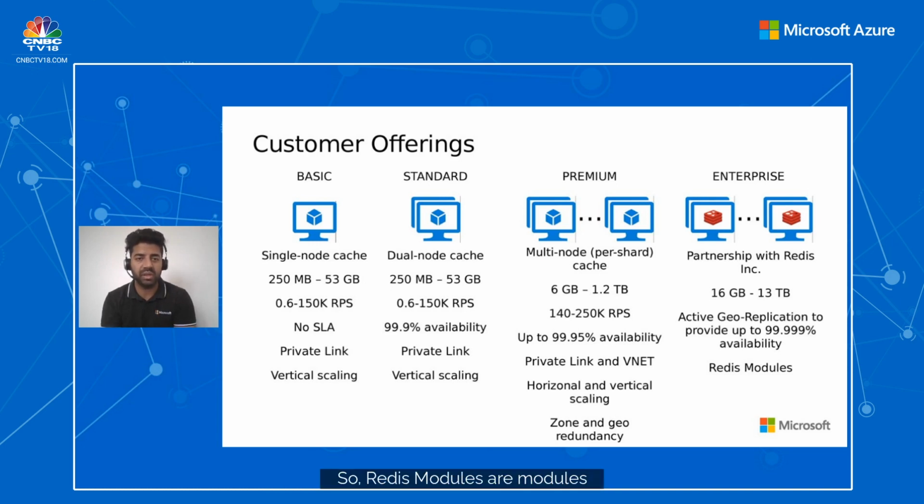So Redis modules are modules specifically developed by Redis Labs, which help you attain additional functionality which is not available in the basic, standard, and premium SKU, which hosts open source Redis. Examples of such features are Redis Search and Redis Tables and so on, right? Again, in terms of memory, it ranges from 16 gigabytes to 13 terabytes, and your availability goes all the way up to 5 nines for this particular service.